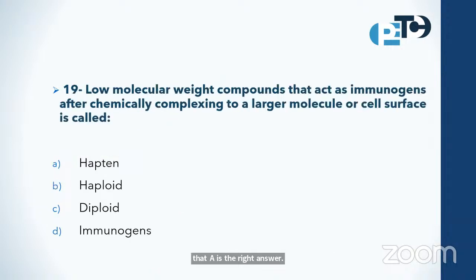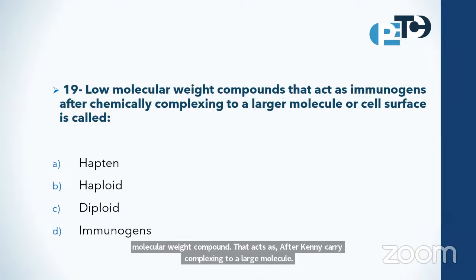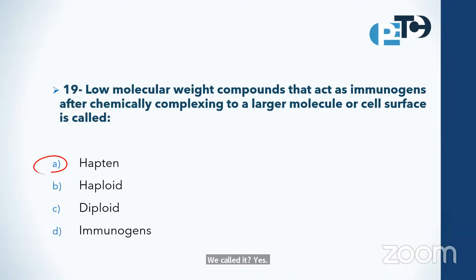A low molecular weight compound that acts as an immunogen after chemically complexing to a large molecule. We call that a hapten. A hapten by itself is not an immunogen or does not lead to an immunological effect, but it should bind to a large molecule like a protein to give that immunological response or to act as an antigen. This is the meaning of hapten.